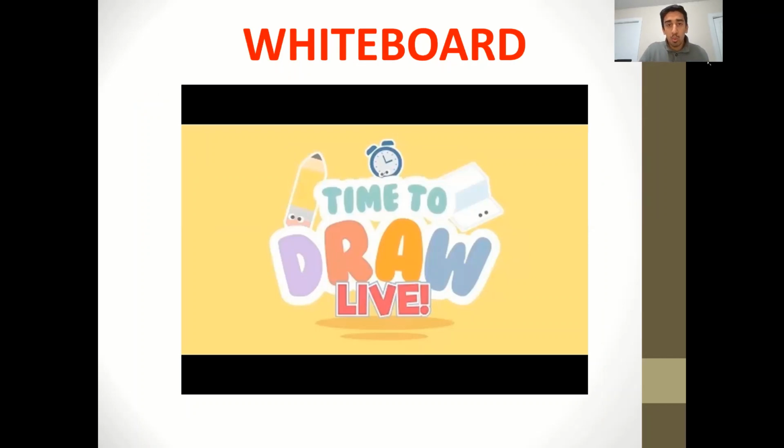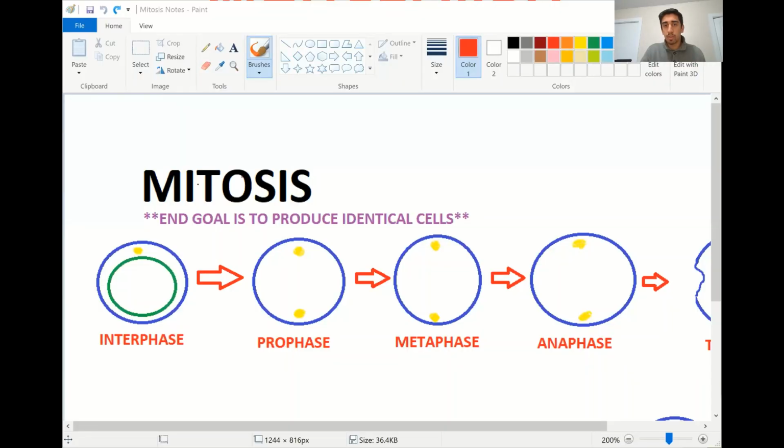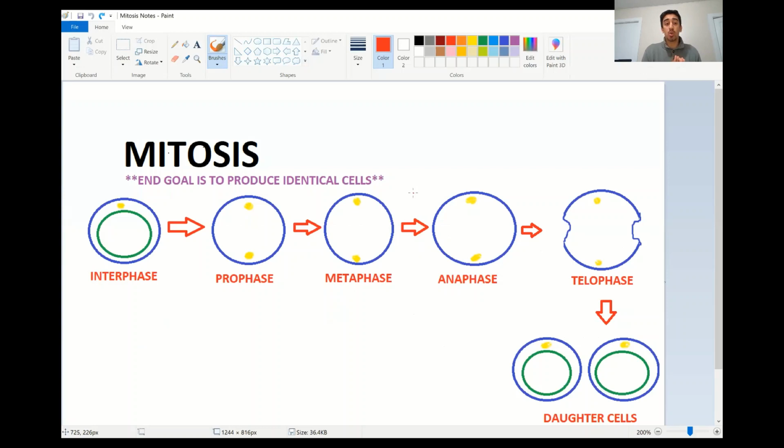Next, let's go through this whiteboard activity. So I'm just going to share my new screen right over here. Okay, so we have this image that shows the different stages of mitosis. We're going to track 4 chromosomes across each stage. I have my little handy pen right here.